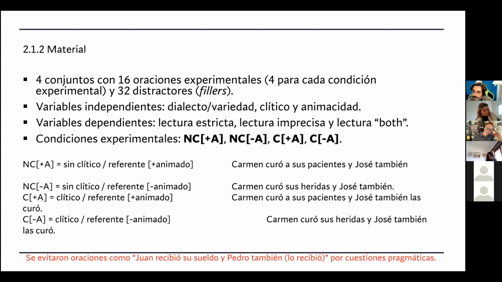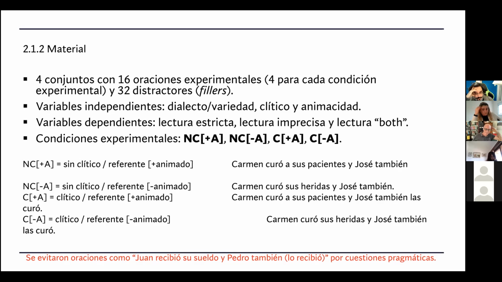Material: 4 conjuntos con 16 oraciones experimentales, 4 para cada condición experimental, y 32 distractores. Variables independientes: dialecto, clítico y animacidad. Variables dependientes: lectura estricta, lectura imprecisa, lectura both. Condiciones experimentales: oraciones sin clítico con referente más animado, sin clítico con referente menos animado, con clítico con referente más animado y con clítico con referente menos animado.